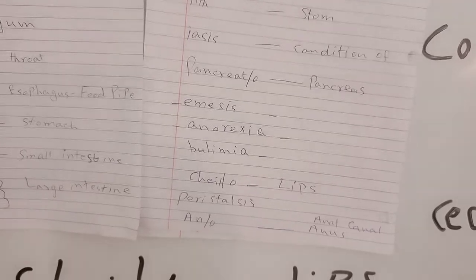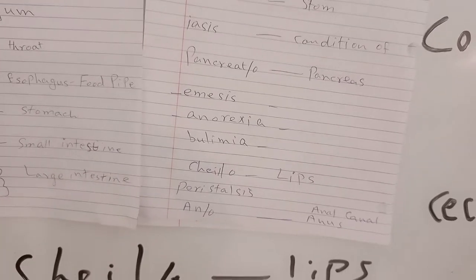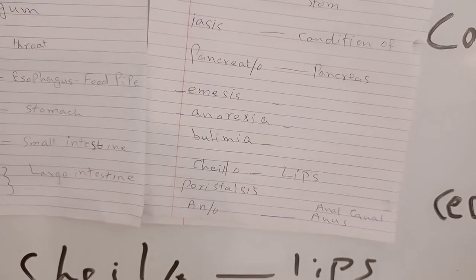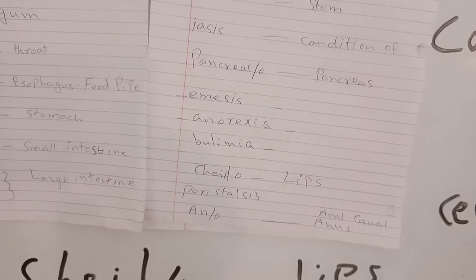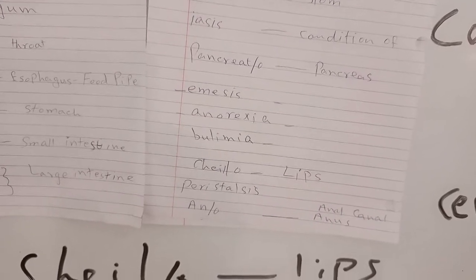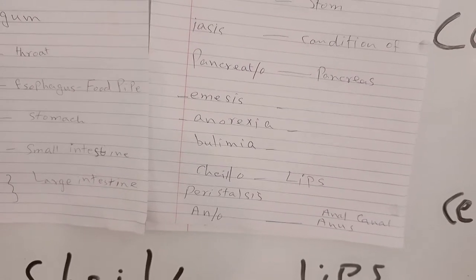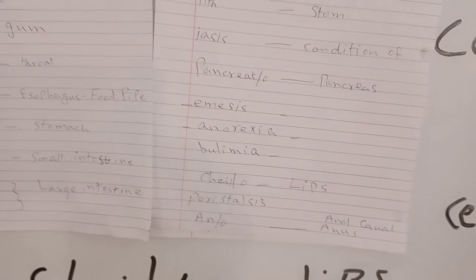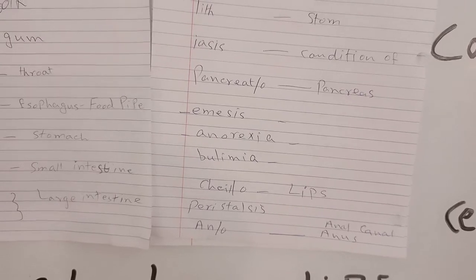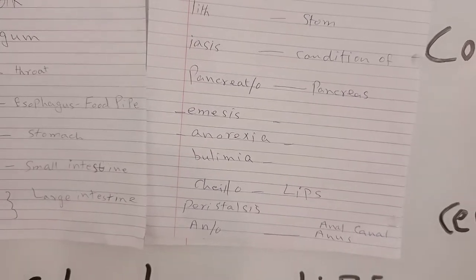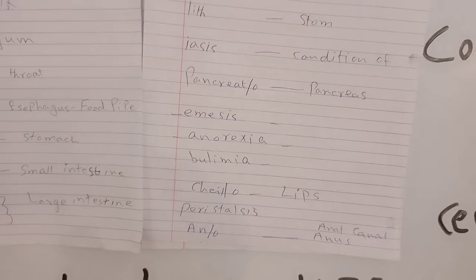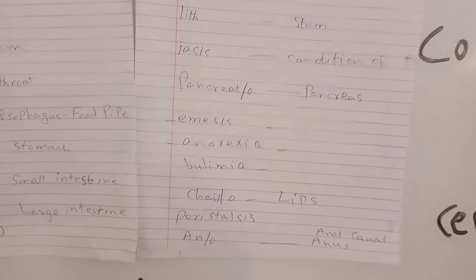Anorexia, bulimia, we are done. Chilo is lips. Chil is another word root for lips. We have two lips, upper lip and lower lip. Chilorrhexis, rupture of the lips that happens in accidents. So we have to repair, stitch it. Chiloraphy. Sometimes a part of it is lost or damaged, so we have to do chiloplasty.